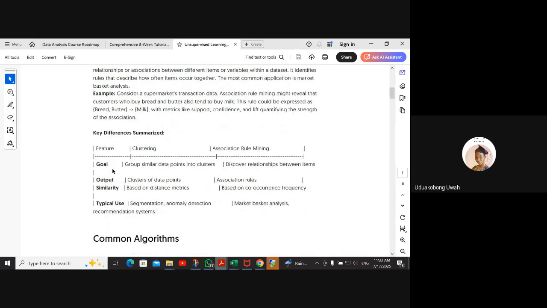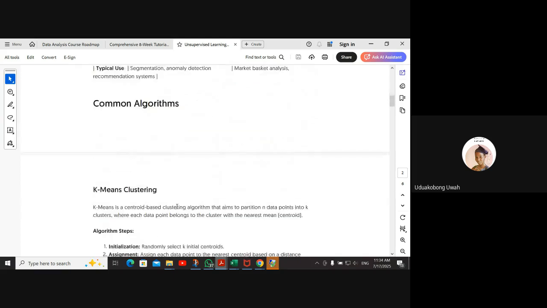That's real now. Okay, so let's check the clustering. It groups similar data points together into clusters. And association discovers relationships between items. So these two have similarities: clustering forms clusters of data points, and association rules are based on co-occurrence frequency. An example is the market basket analysis that I've mentioned. And clustering is for segmentation, anomaly detection that I mentioned, and all of that.